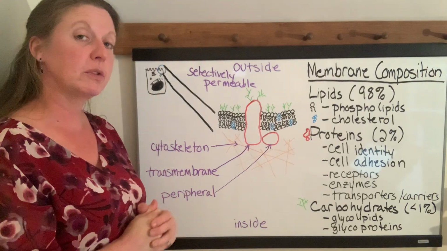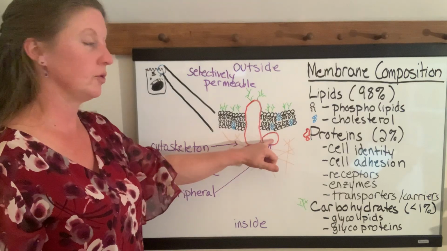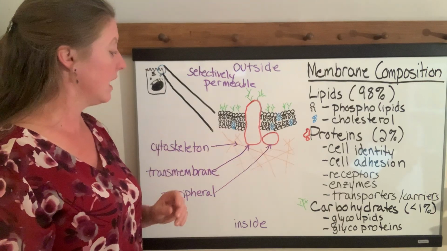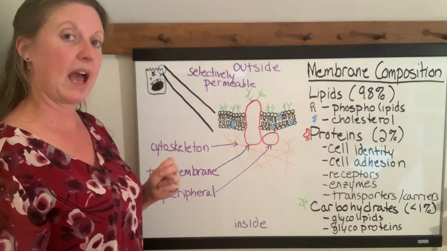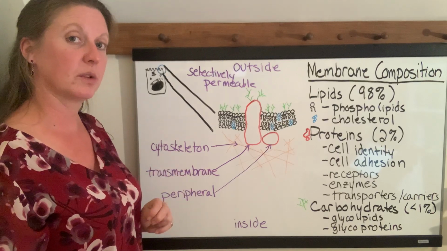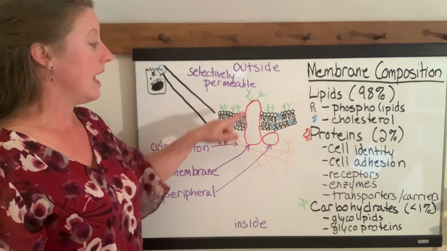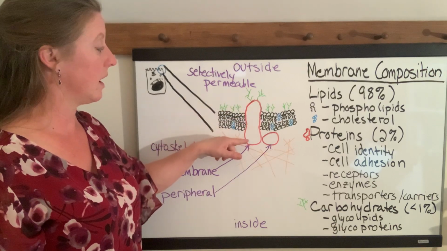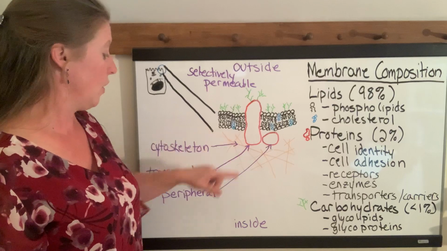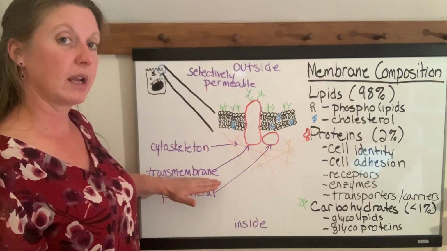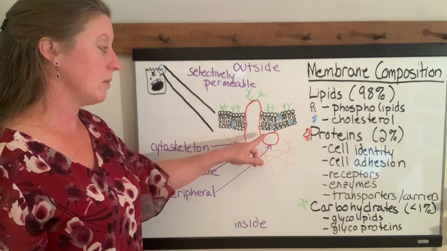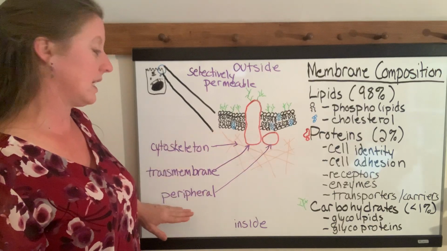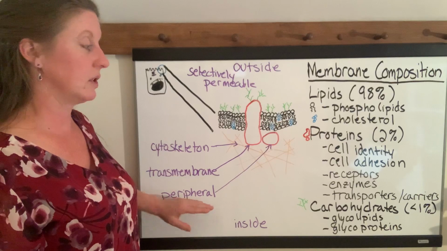Okay. The proteins in this diagram are these two red blobs, and there are many more proteins than this, of course, but this allows me to show you the two categories that proteins fall into that are in the plasma membrane. If the protein goes all the way through the phospholipid bilayer, we call it a transmembrane protein. If the protein is entirely on one side of the membrane, we say that it is a peripheral protein.